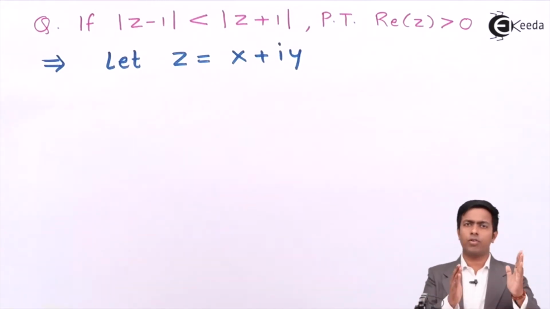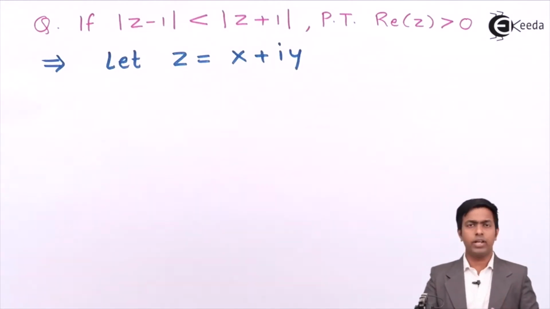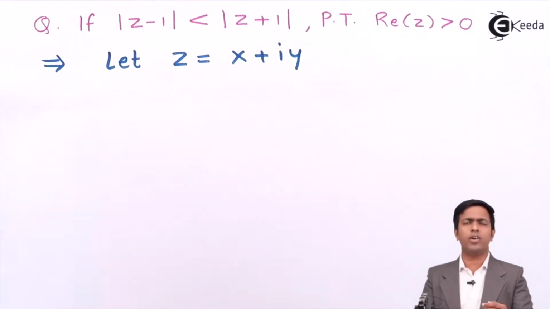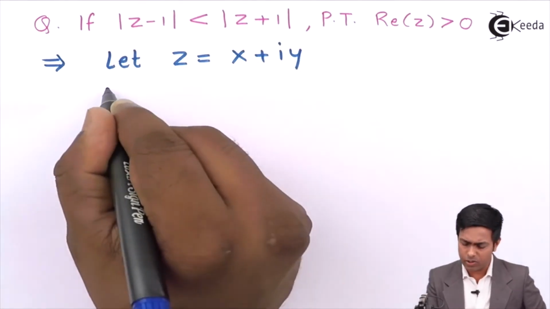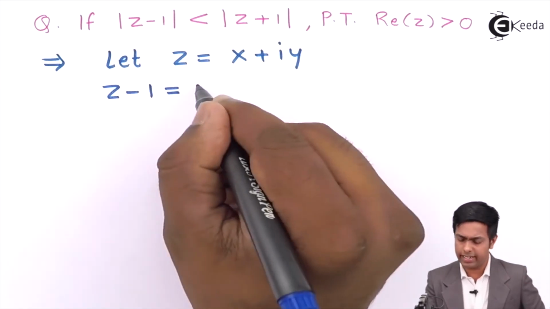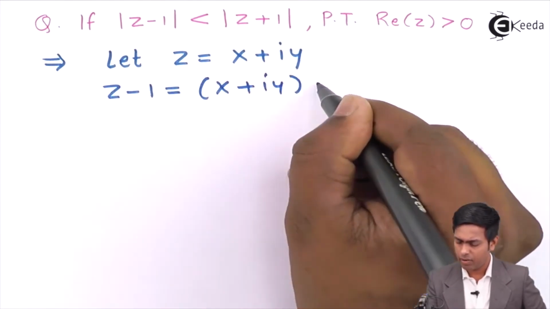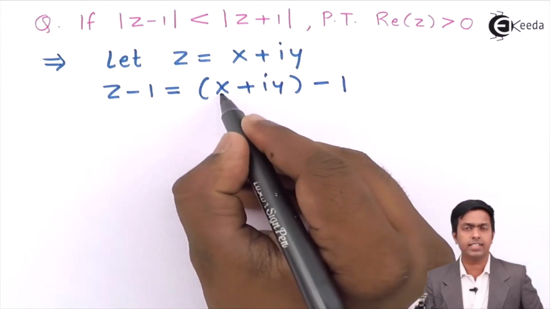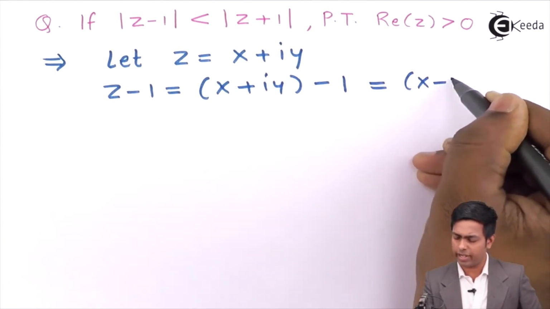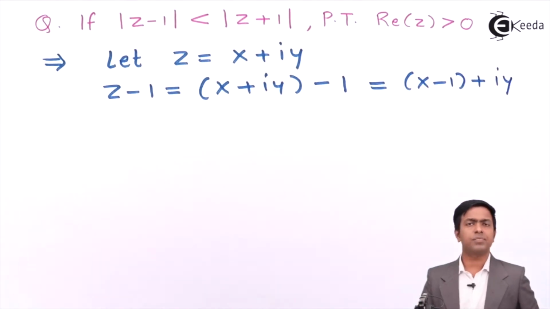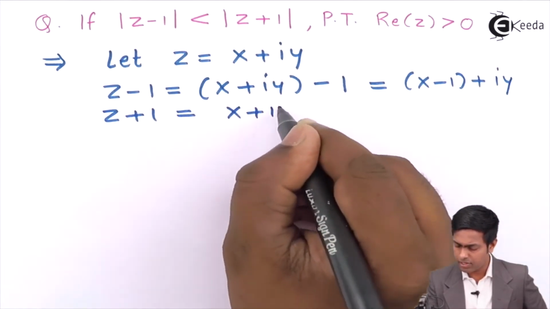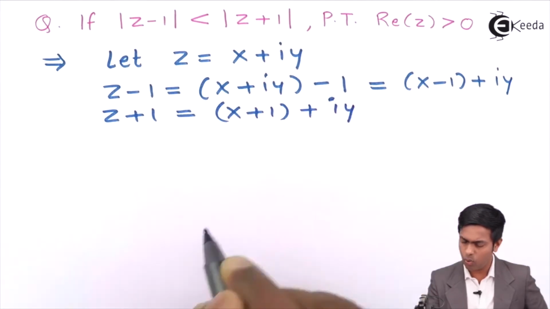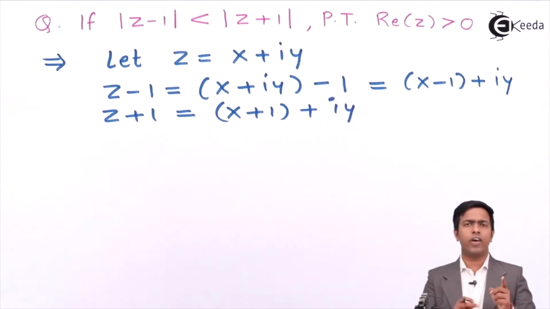Whenever we want to find the modulus of a complex number, we should have that complex number in standard form. So let's find the value of z minus 1 and then convert it into standard form. The value of z minus 1 is x plus iy minus 1. x is real, minus 1 is real, so I'll take the real parts together: x minus 1 plus iy. Similarly, z plus 1 will become x plus 1 plus iy. Now for these two numbers we'll find the modulus.